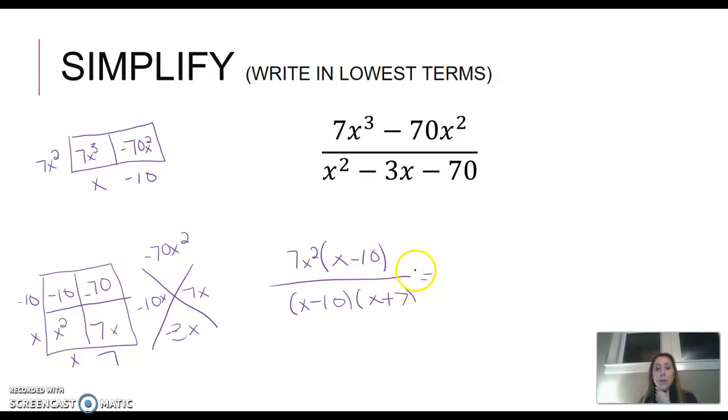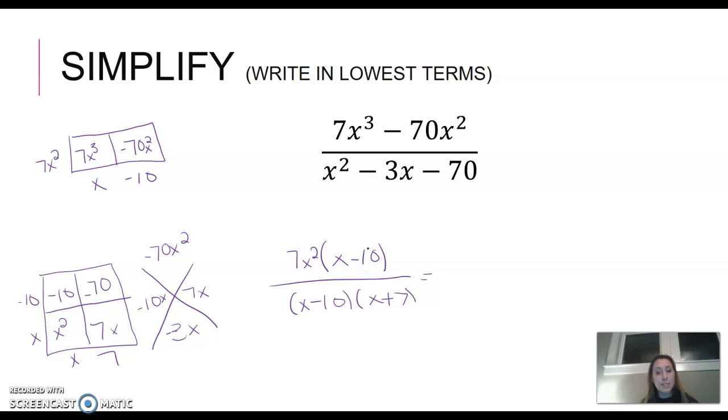So I have 7x squared times x minus 10 over x minus 10 times x plus 7. So now I'm going to look for the things that are exactly the same on the top and the bottom. 7, I'm going to look for a 7, and any other numbers? Nope, I don't have any. How about another x by itself on the outside? No, I don't have any.